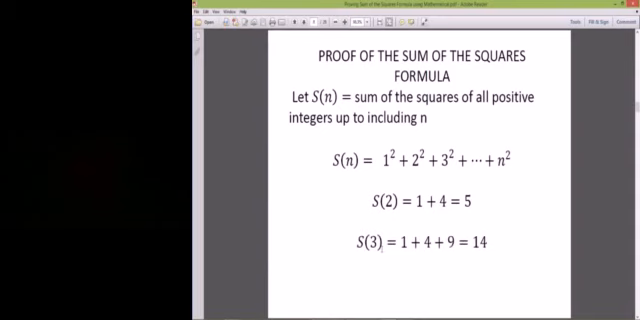And then for S sub 3, we have 1 squared plus 2 squared plus 3 squared, so 1 plus 4 plus 9 equals 14. And then for S sub 4, you have 1 plus 4 plus 9 plus 16, therefore we have S sub 4 equal to 30. Now for small values of n, it's easy to compute the sum of the squares by just applying the definition. However, for large n, we are going to derive a formula that will easily be used to compute S sub n.